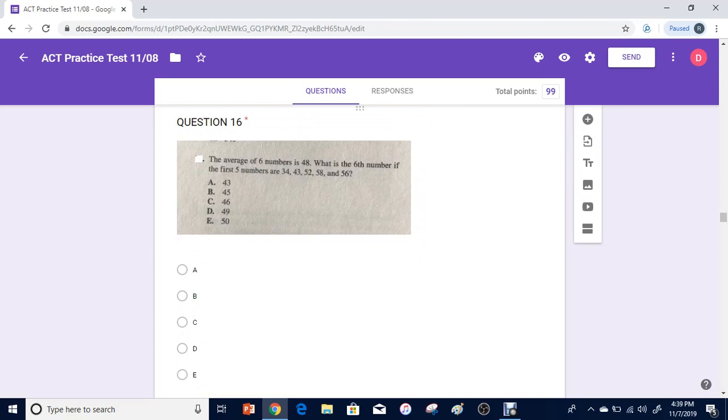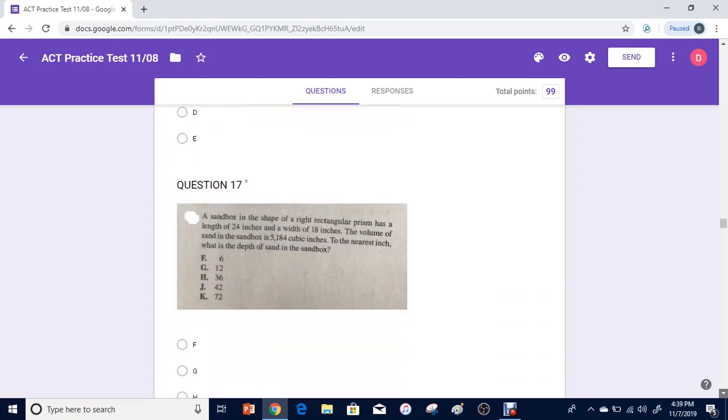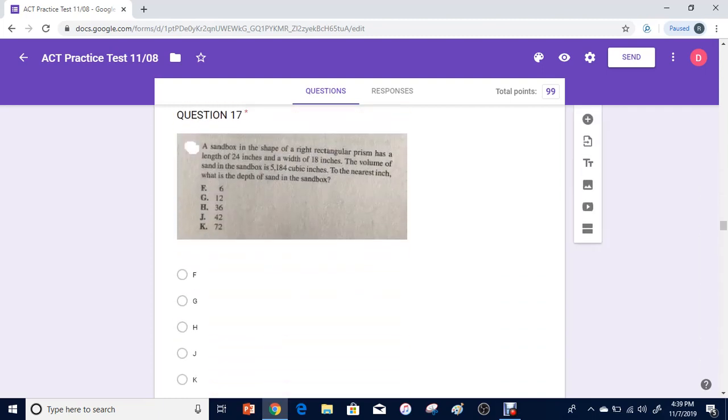All right. You know that if you take 6 times 48, that's going to give you your total. What is the sixth number of the first 5? So I'm going to take this total, 6 times 48, subtract all of these, and that will give me the fifth test score.